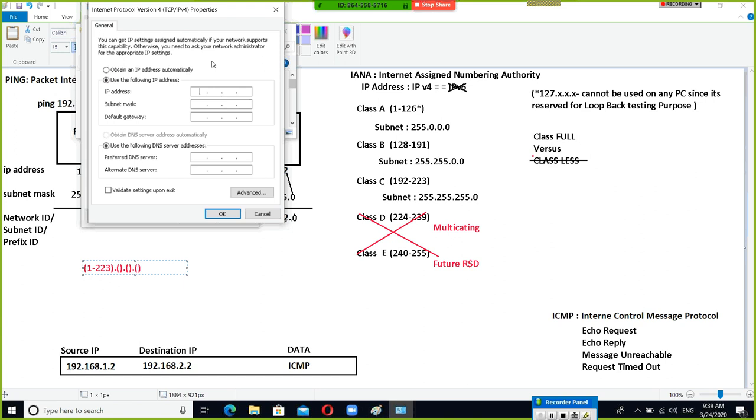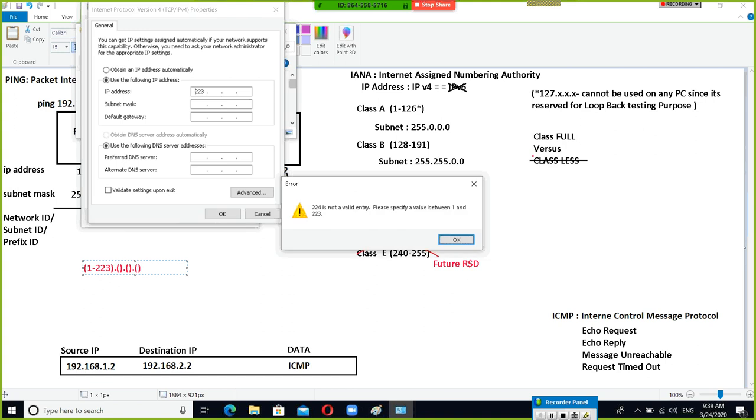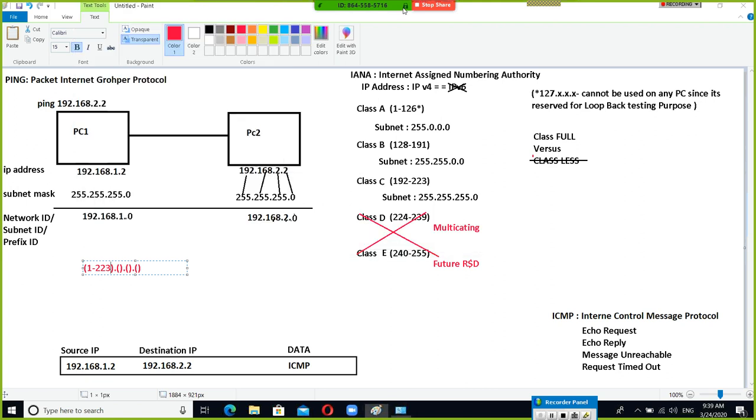I'm asking you, Sanjay, get me a number that I can assign for class D. D for David. 224, okay? As soon as I type 224, read what is given. It says 224 is not a valid entry. Please specify a value between 1 and 223. The computer is saying I can't use class D and class E. I can only use up to 223 in the first octave. Did you understand this? That's clear now. Class D cannot be used, class E cannot be used.